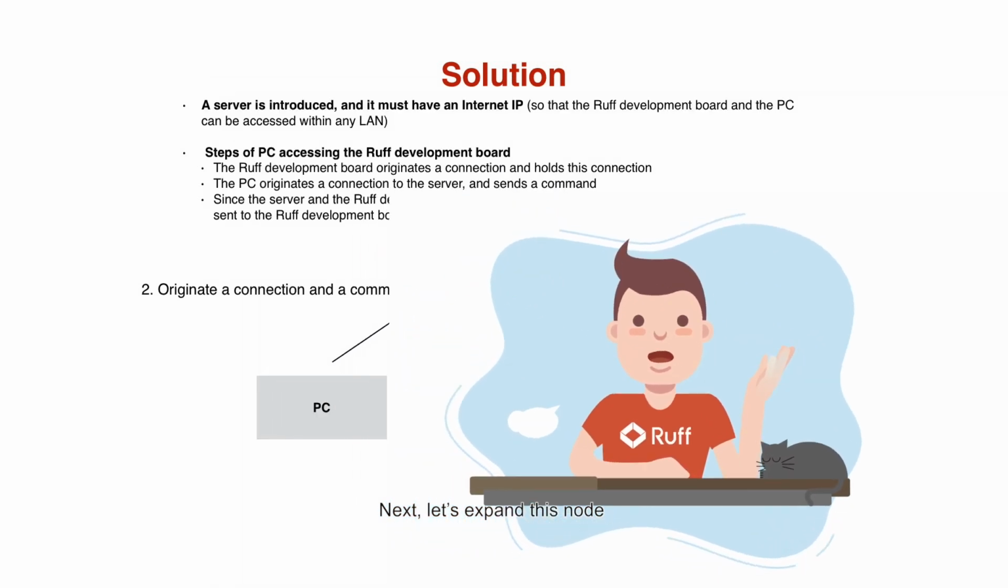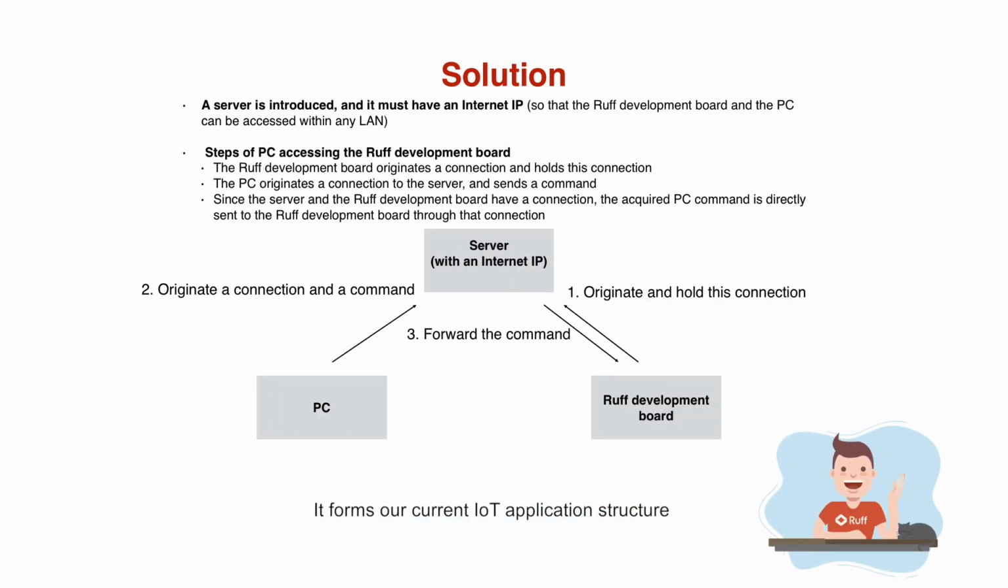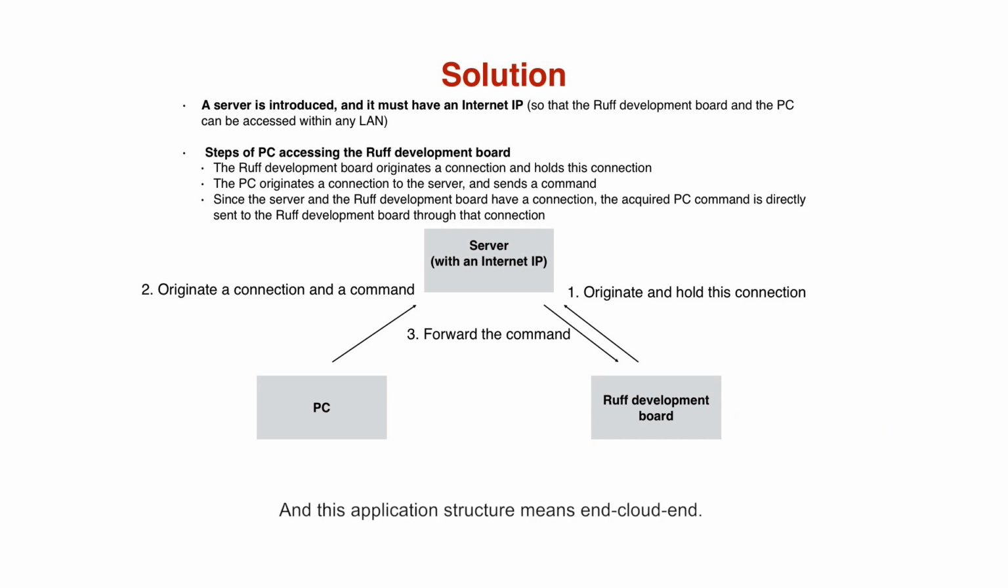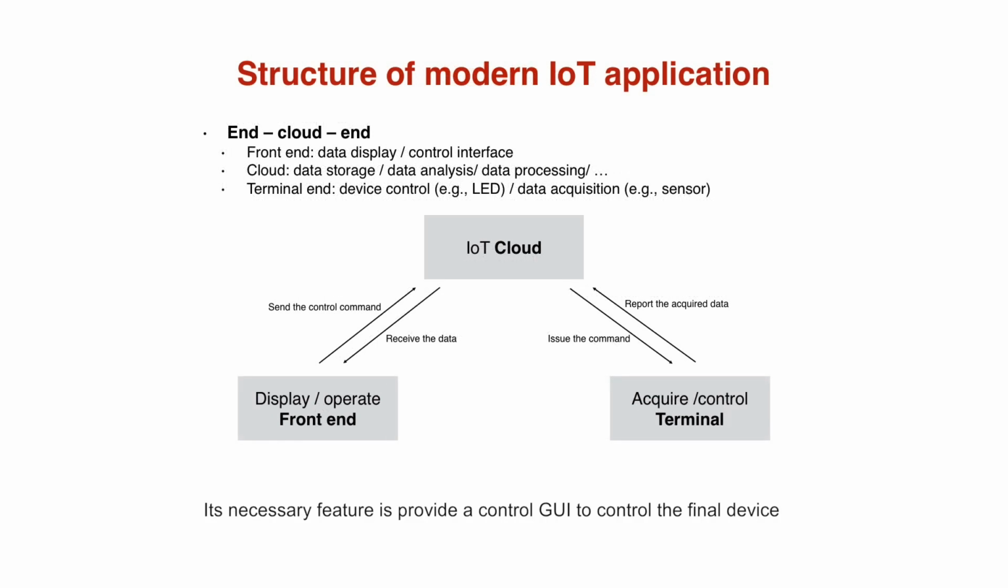Next, let's expand this node. It forms our current IoT application structure, and this application structure means end, cloud, end. The first end means the front end displaying the operation. Its necessary feature is to provide a control GUI to control the final device. The cloud means the IoT Cloud.